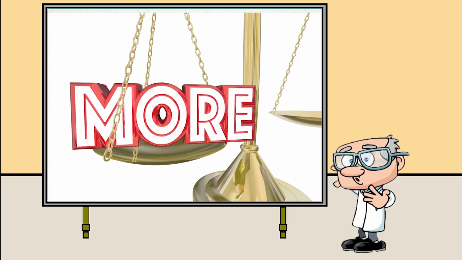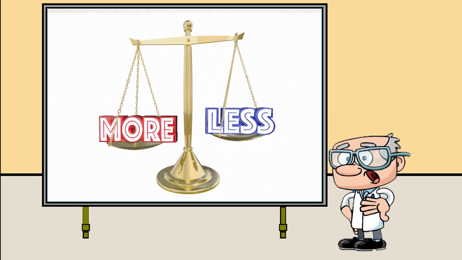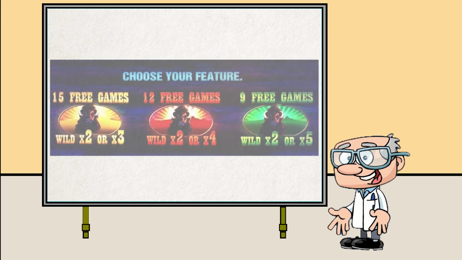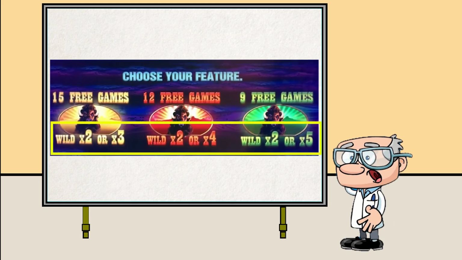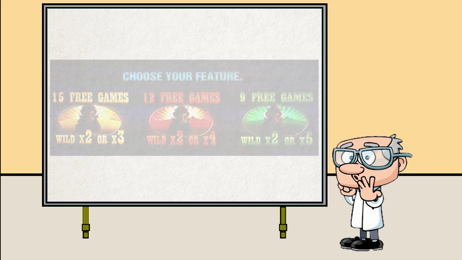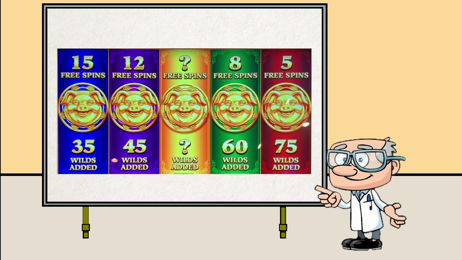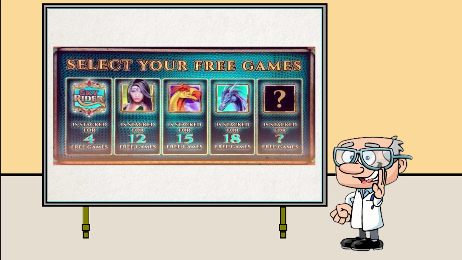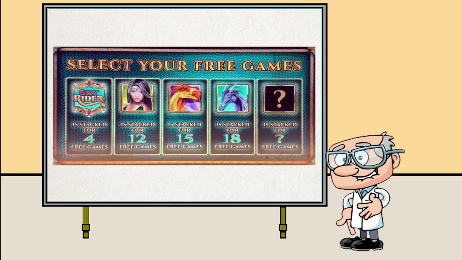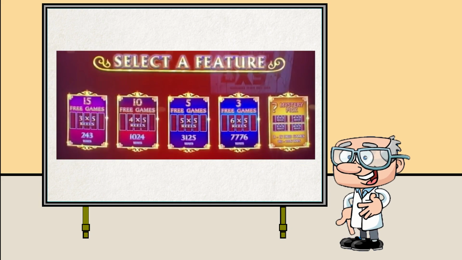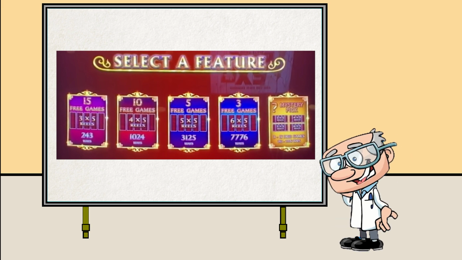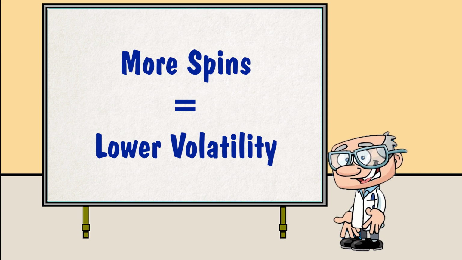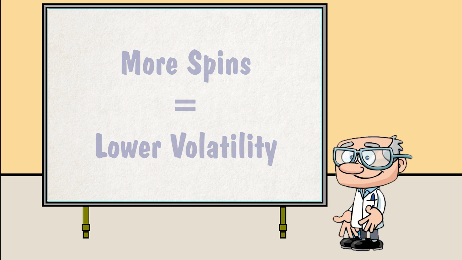Third, some games feature bonus games that give you a choice of volatility. The most common is the bonus that trades off the number of spins against the size of the multipliers. Variations include trading off the number of spins against the number of added wilds, or the level of the stack symbol. There are also bonus games that trade off the number of spins against the number of pay lines. In all of these cases, the choice that gives you the most spins is the lowest volatility.